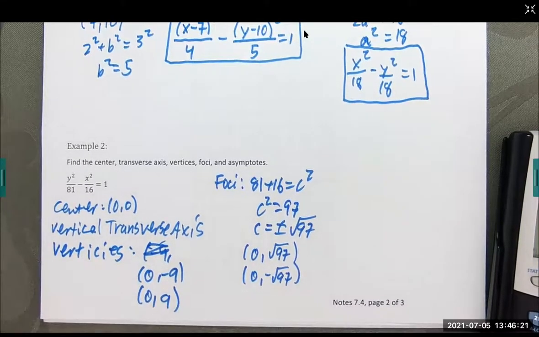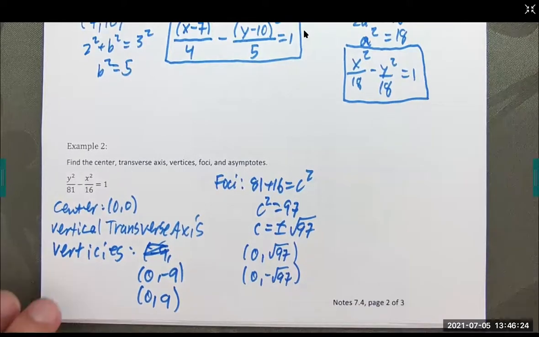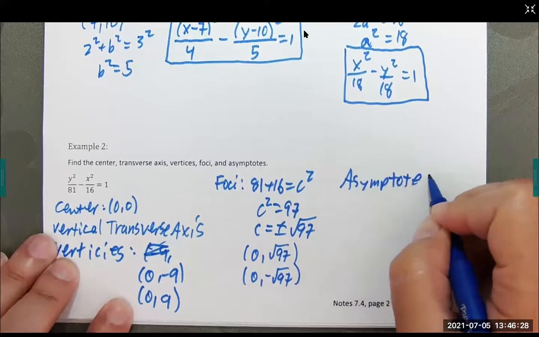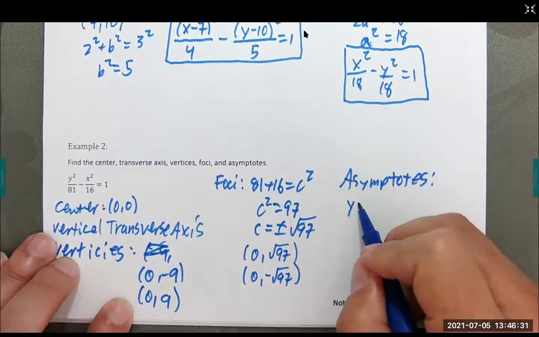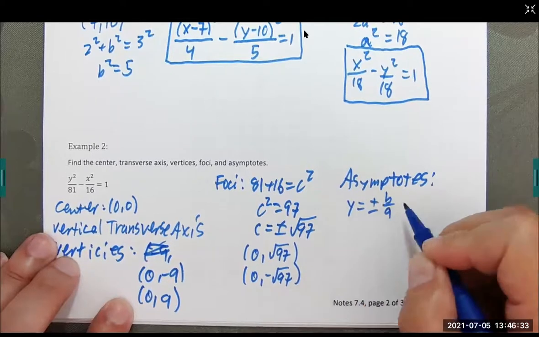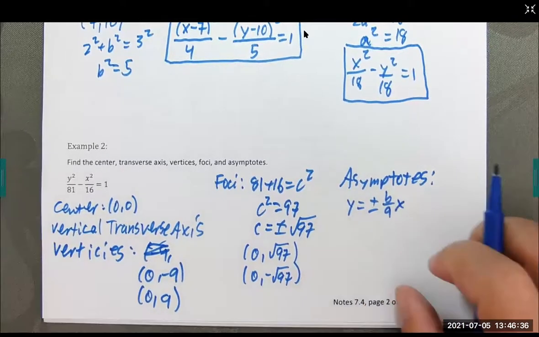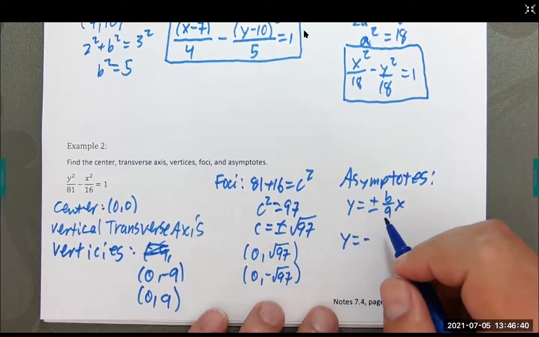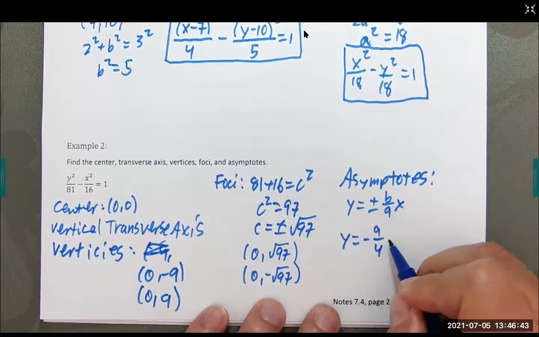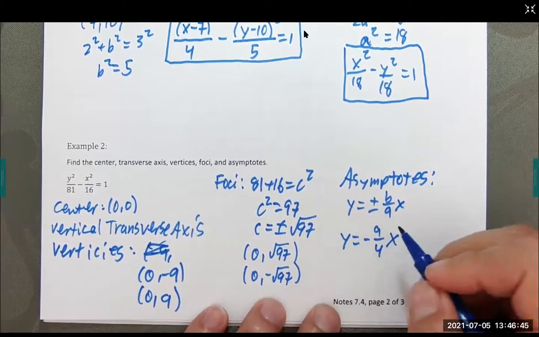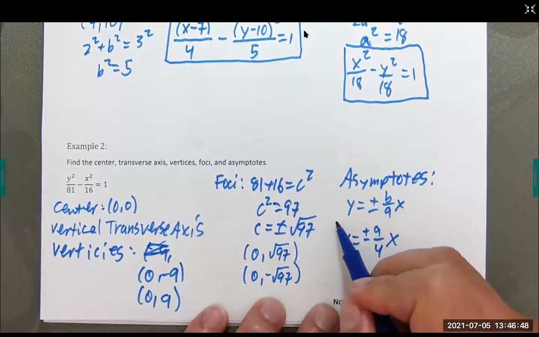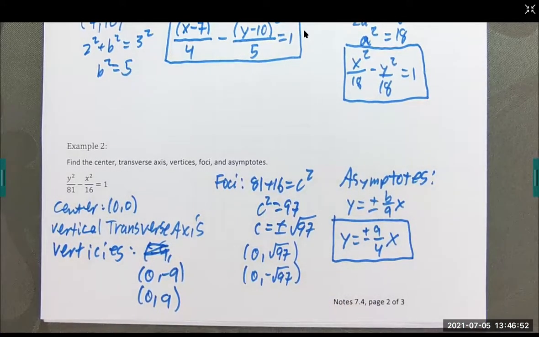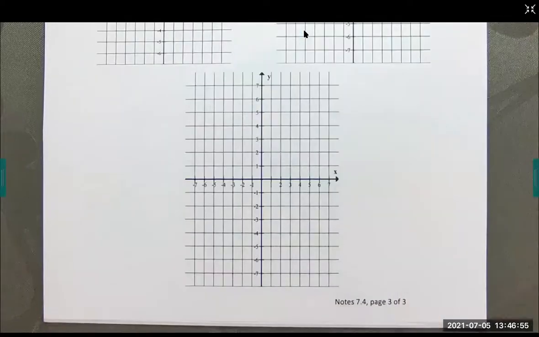And we have asymptotes. So remember, asymptotes are y equals plus or minus b over a x. So in this case, that is going to be y equals plus and minus 9 over 4 x. So it's actually two equations. Not too hard. Just got to kind of piece everything together. All right.